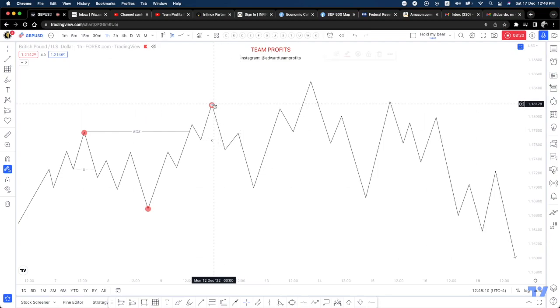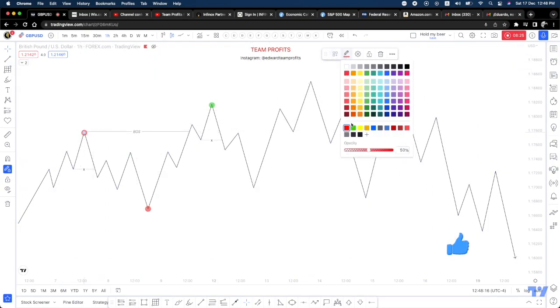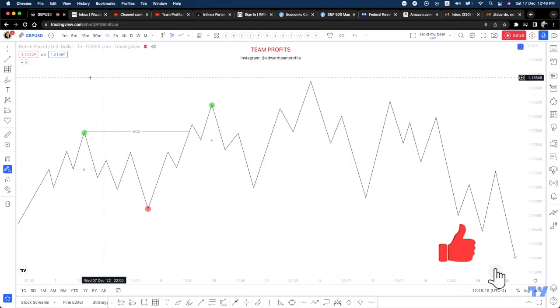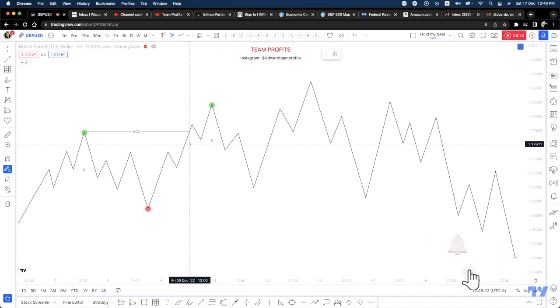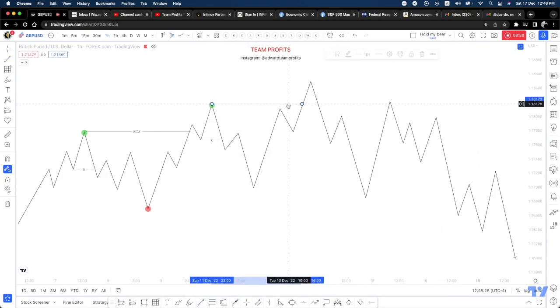Let me change the color to green. Okay. Now, what do we have to wait for? If this really wants to continue pushing up, the BOS will happen after that break. Okay. After that, that would definitely be my break of structure.